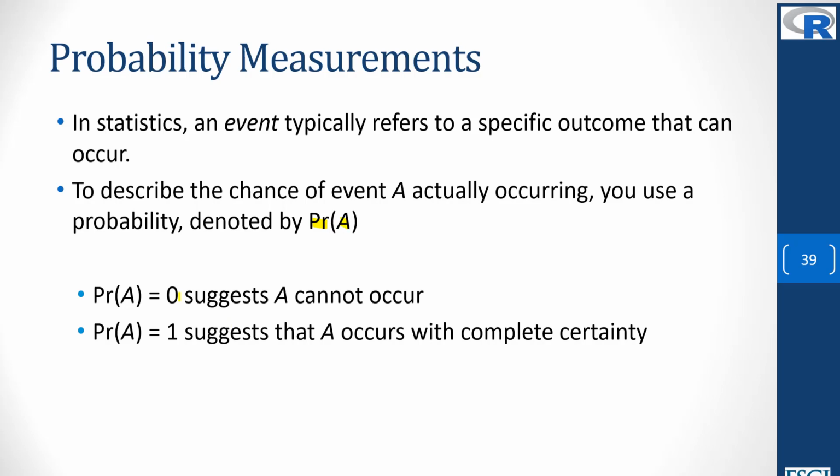And if the probability of an event is 0, that means it can't occur. If it's 1, that means that it will definitely occur. And then all the various fractional values in between.